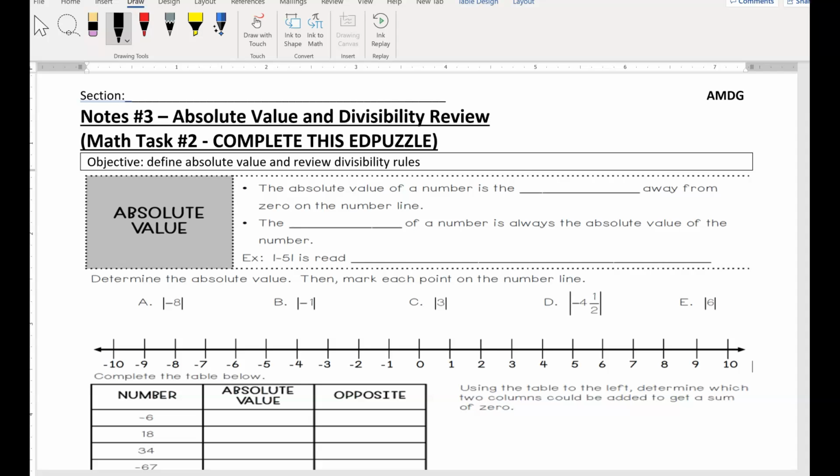Today, we're going to talk about the absolute value and review some divisibility rules. The absolute value of a number is its distance away from zero. The value of a number is the absolute value. For example, this right here where it says bar -5 bar is read as the absolute value of -5.